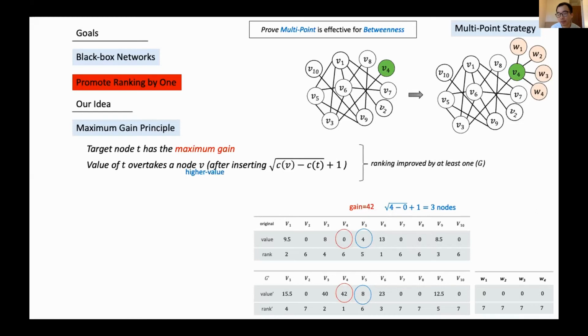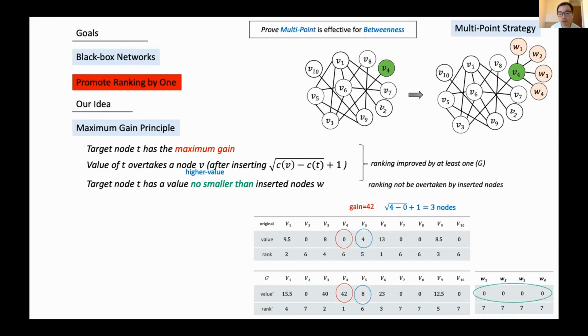There are some situations where the inserted nodes have a higher value. So the third condition is that we need to ensure the target node has a value no smaller than the inserted nodes. Still in this table, we find that the target node has a value which is larger than the inserted nodes, because the inserted nodes all have centrality values of 0.